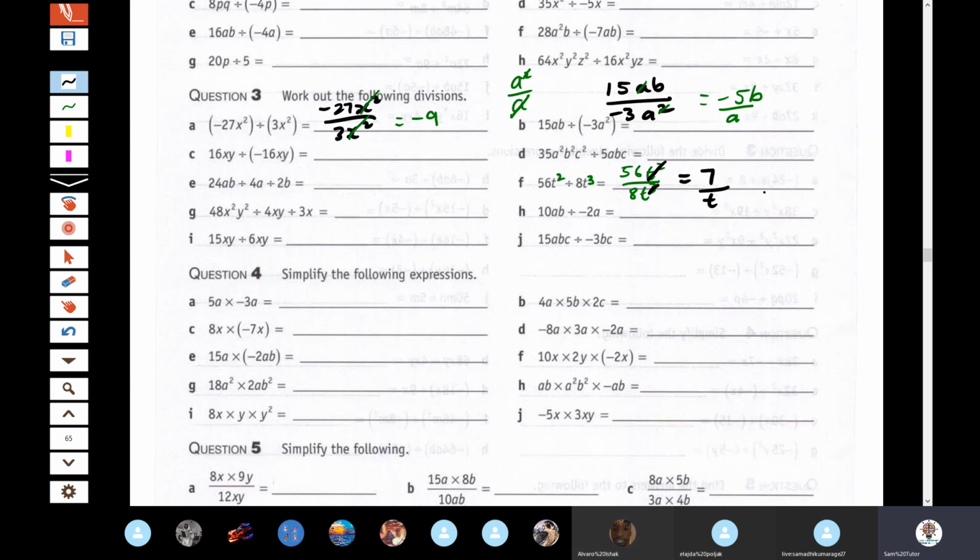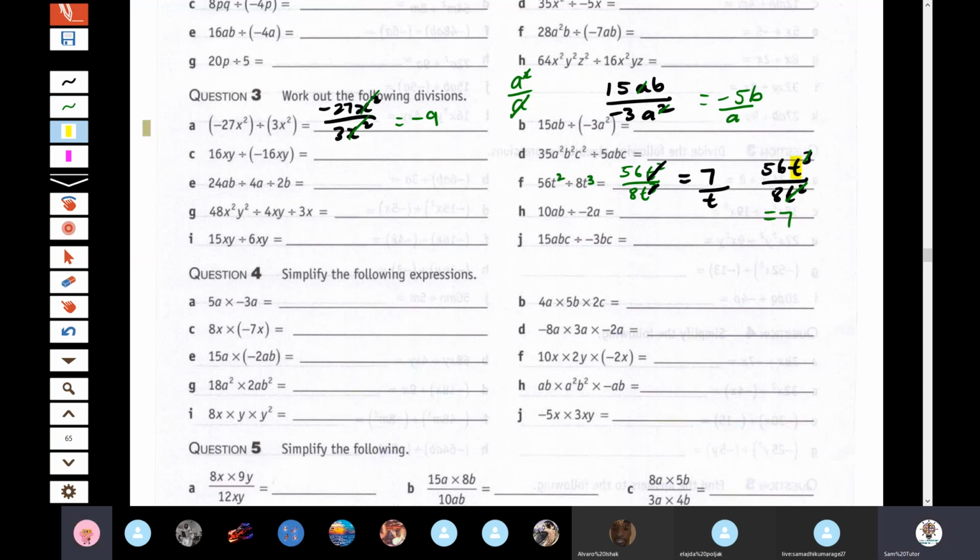So 7 over t. So let's see what the question would have been for it to be 7t. 56t cubed on 8t squared. Okay. Well, what happens this time? What's 56 on 8? 7. Now, what's t cubed on t squared? Well, again, what's 3 take away 2? Still the 1. But where is your t this time? Is it in the numerator or is it in the denominator?